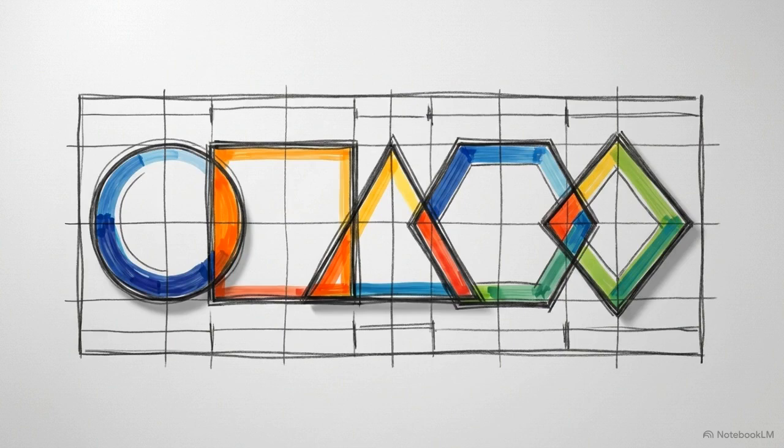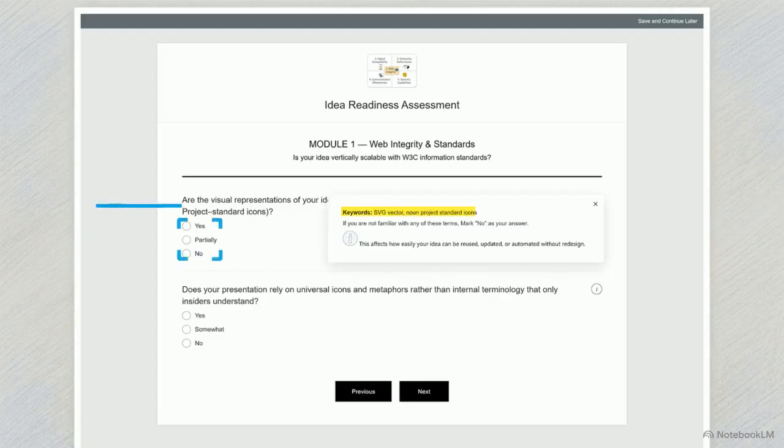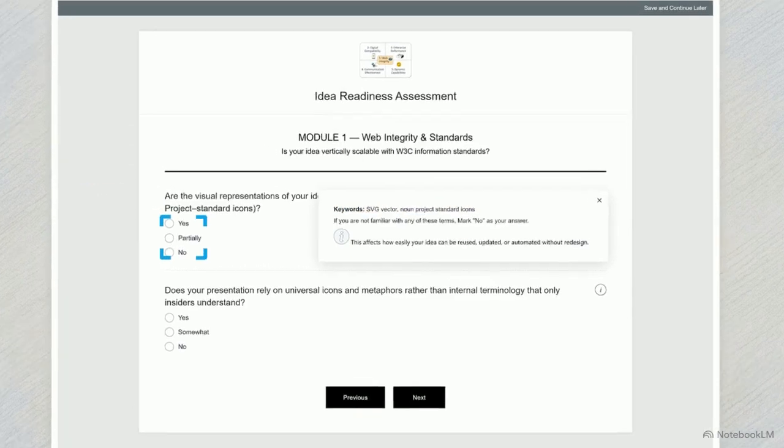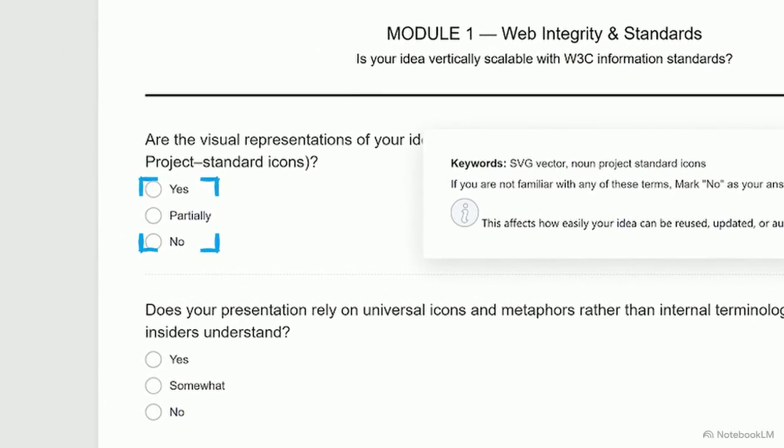Taking the assessment means navigating through those 5 modules, answering specific questions about how your current materials are formatted, stored, and shared. It probes if your visual representations are stored in scalable formats complying with W3C standards. If you don't know what that means, it provides specific keyword definitions, like SVG vector or noun project standards, so you answer based on technical reality rather than assumptions.